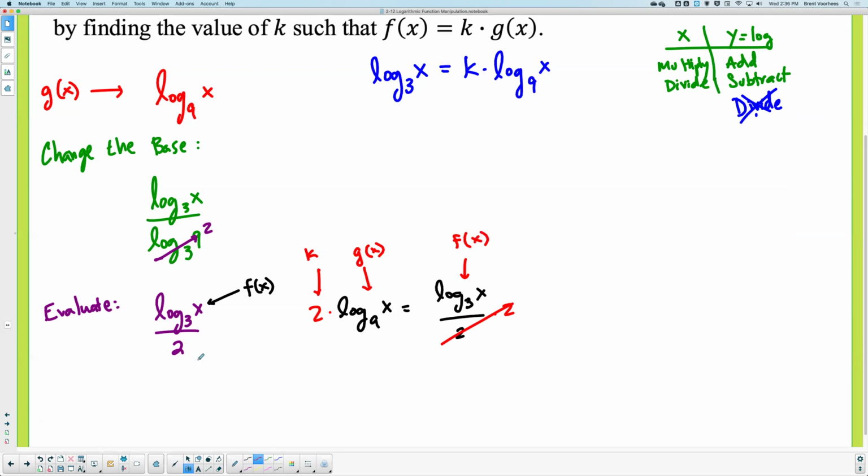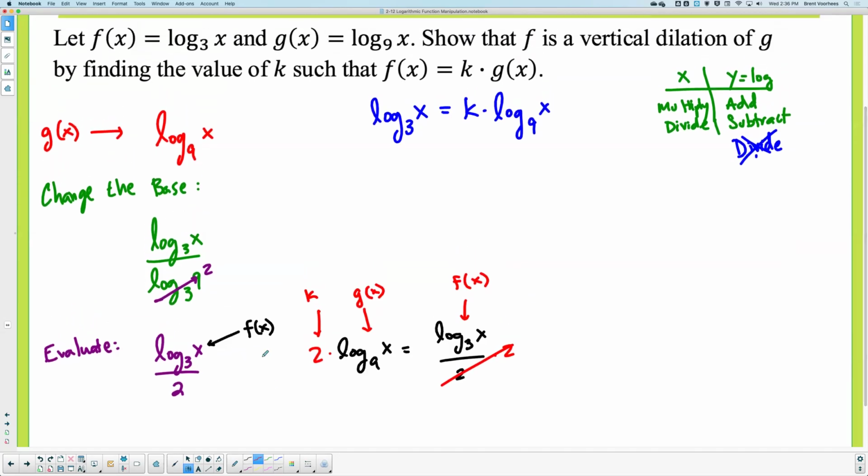Now, I don't know how to say clearly, hey, we had our answer right there. But we did. Log 3x has to equal, not k. What do we just find out k is? 2 times log base 9 of x. That's our answer right there.